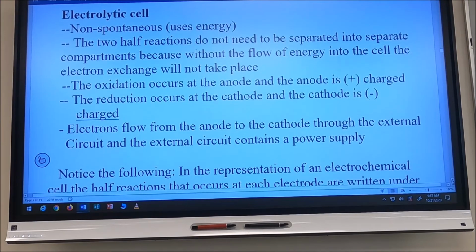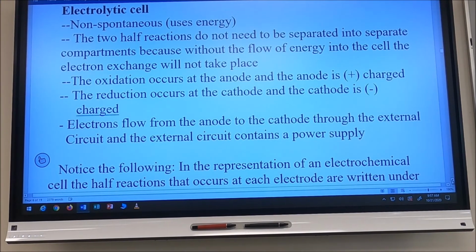An electrolytic cell is non-spontaneous. The two half reactions are not separated, because without the flow of electricity into the cell, no electron transfer will take place. Oxidation occurs at the anode, which is positive. Reduction occurs at the cathode, which is negative. Electrons flow from anode to cathode through the external circuit because of a power supply.